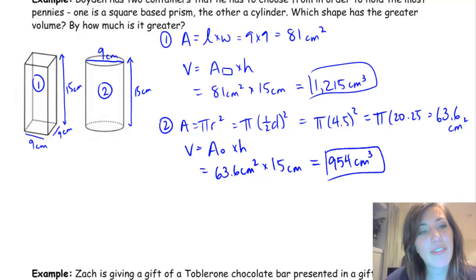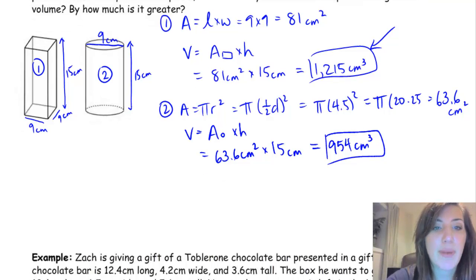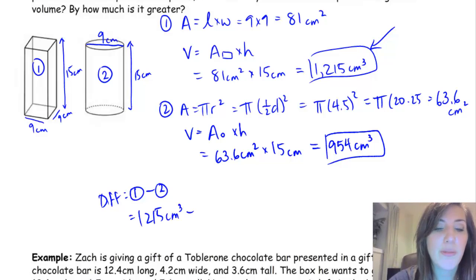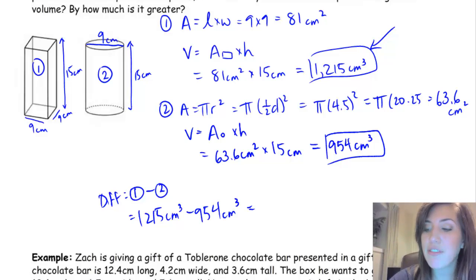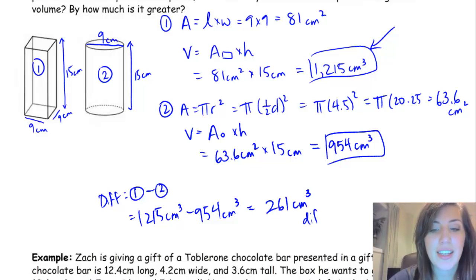All right, so now we have to figure out which shape has a greater volume. Well, here we see that shape number 1 has the greater volume. And the other section says, by how much is it greater? So we know that the difference will be the first minus the second. So this will give us our difference. So this will be 1,215 centimeters cubed minus 954 centimeters cubed, and that gives us a difference of 261 centimeters cubed here. So there you go.